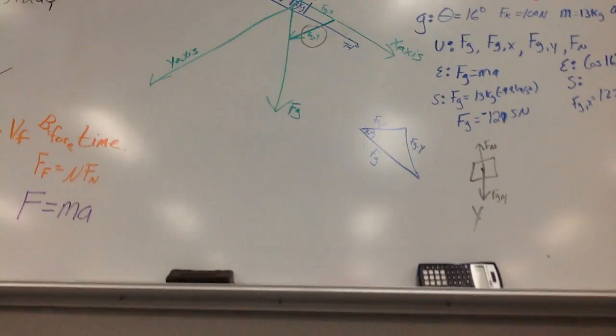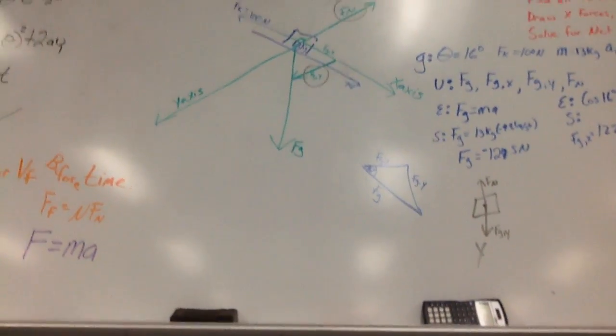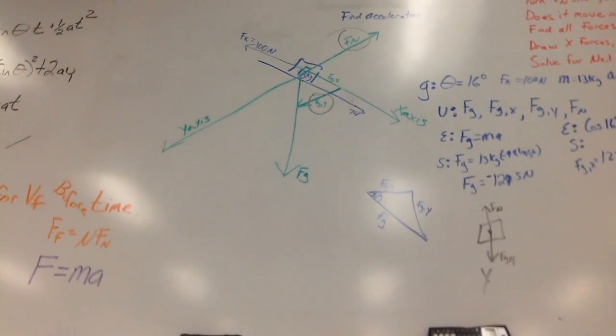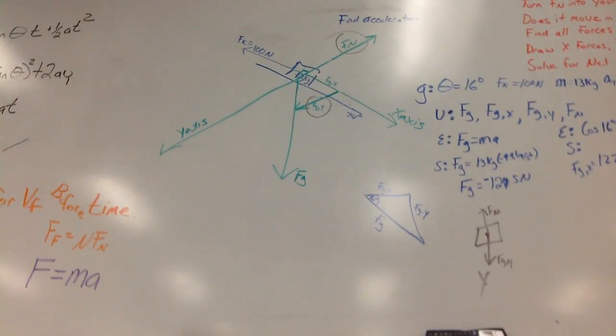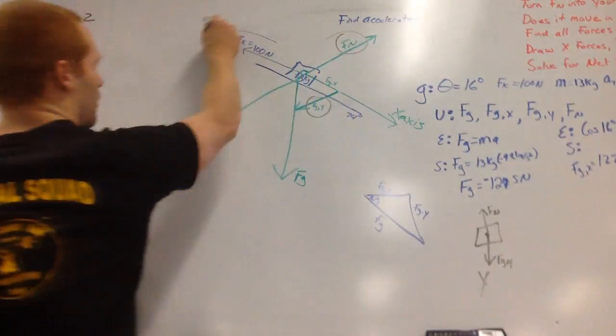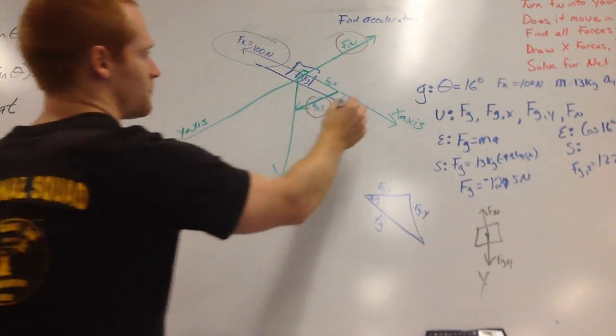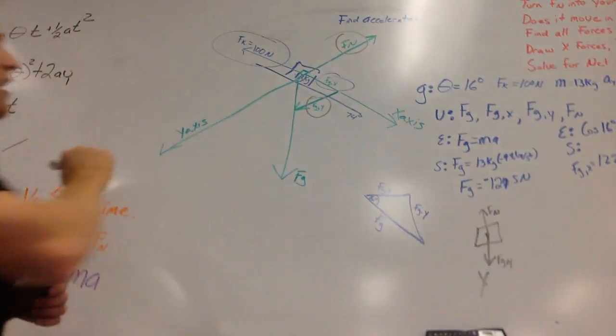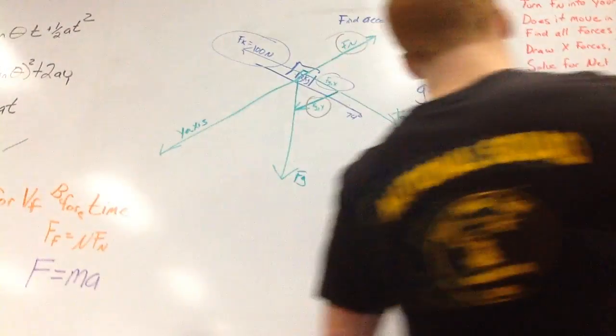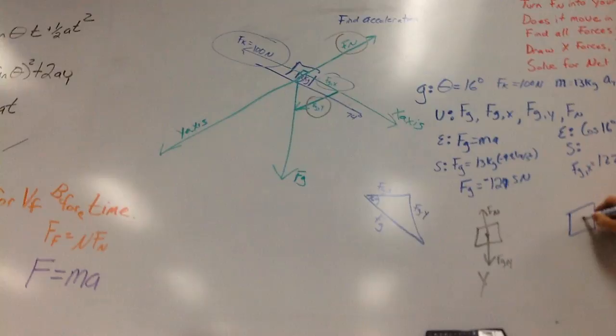In blue, so that's for FY. In blue, we have FK. Then we also have FG of X. So these are our X directions. So for this, going left is going to be 100 newtons, and then FG of X is 122.5 newtons. Okay, so I'm going to go back real quick to the Y.